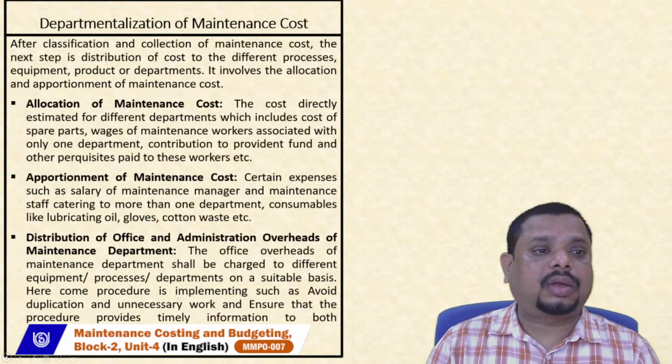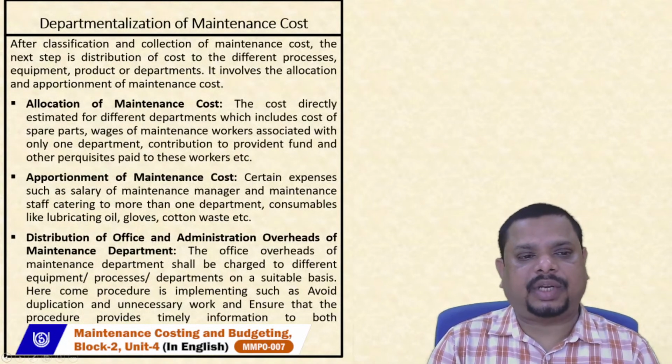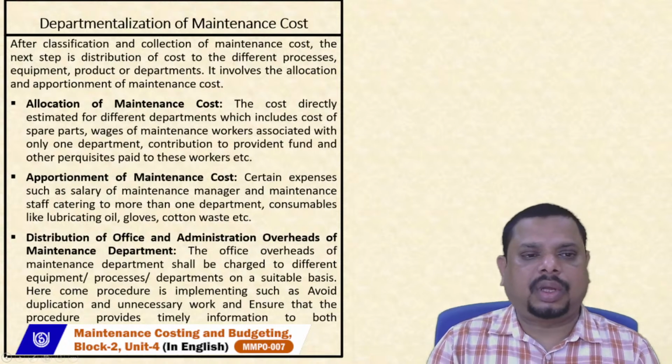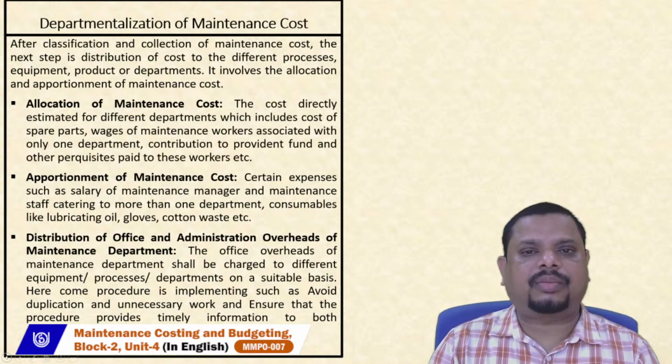The next one is departmentalization of maintenance costs. Under departmentalization, after the classification and collection of maintenance cost, the next step is distributing the cost to different processes, equipment, products, and departments. So it involves the allocation and apportionment of maintenance costs. Let's understand what the different costs involved under the departmentalization of maintenance are. The first one is allocation of maintenance cost, the second is absorption of maintenance cost, and the last one is distribution of office and administration overhead of maintenance departments.